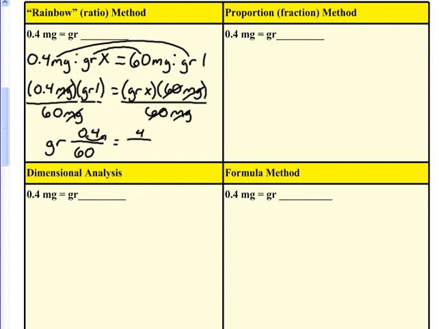But since I moved it one place to the right in the numerator of the fraction, I needed to take the decimal in the denominator and do the same thing. This now gives us 4 over 600. I can reduce this fraction by dividing by 4, both at the top and the bottom. When we do this, we find that 0.4 milligrams is the same as grain 1/150th.